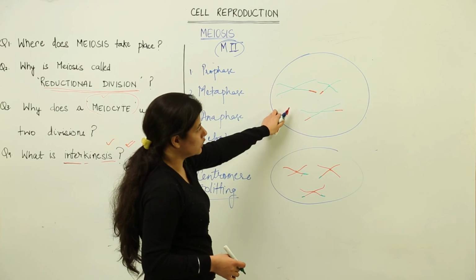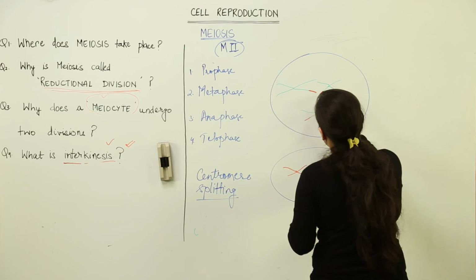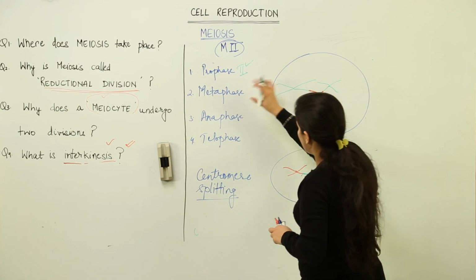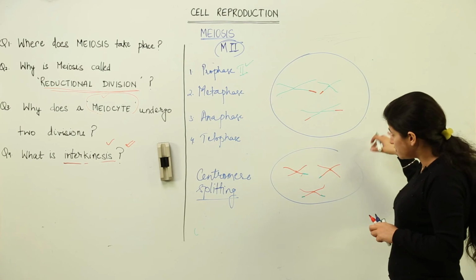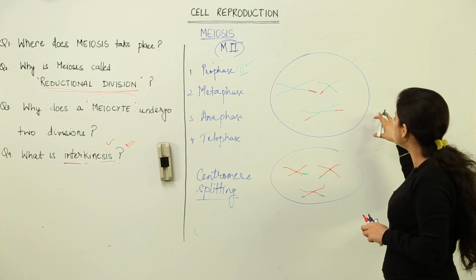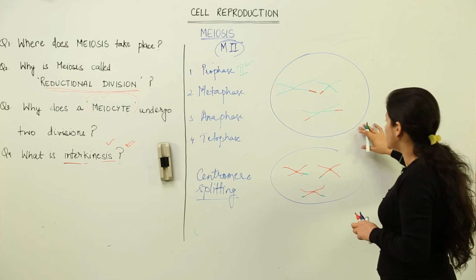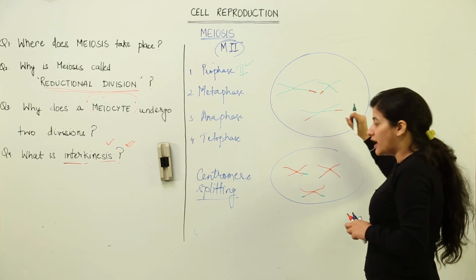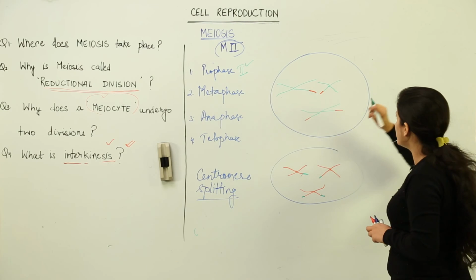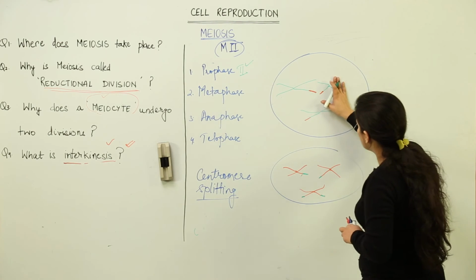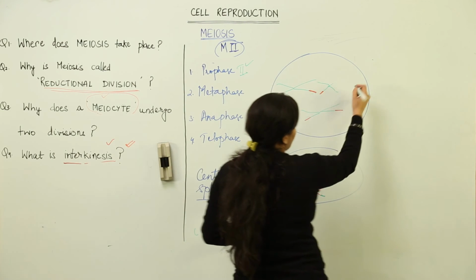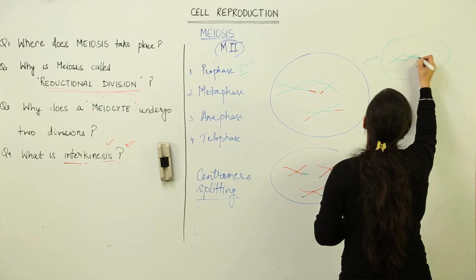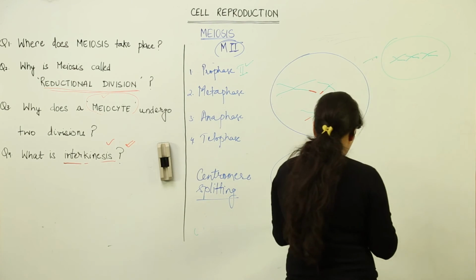Now each of these cells would undergo meiosis 2. What would happen? First of all, there would be chromosomal condensation during prophase 2. The chromatin material which was decondensed would again start condensing and form the chromosomal material. Similarly in metaphase, these chromosomes are going to come to the center and form the metaphasic plate, where all the chromosomes are present in the center of the cell.